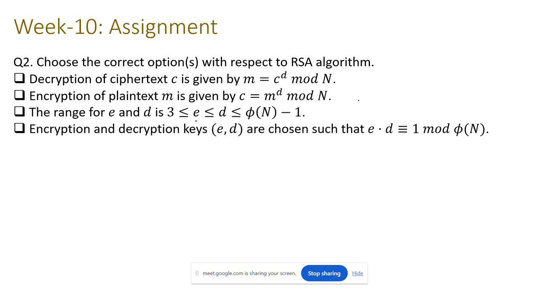Usually we choose E to be less than D because we need the encryption side computation to be fast. So we prefer to choose a smaller E, and the decryption side is usually larger, but there is no such restriction between E and D, right? Okay, understood. So that's why this statement is wrong. Otherwise, what you are saying is correct.